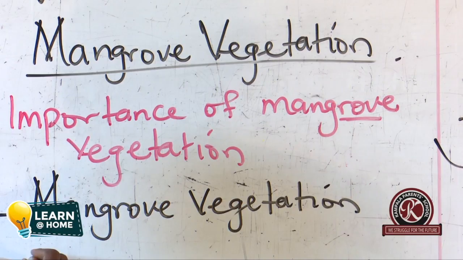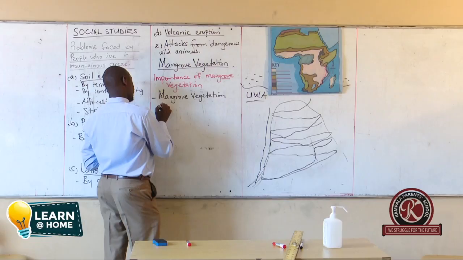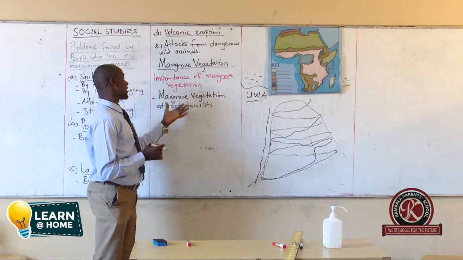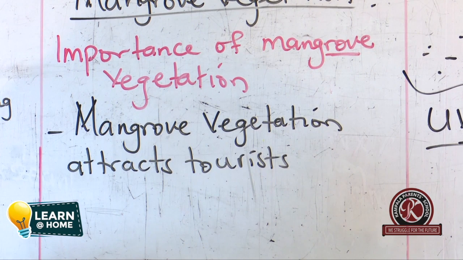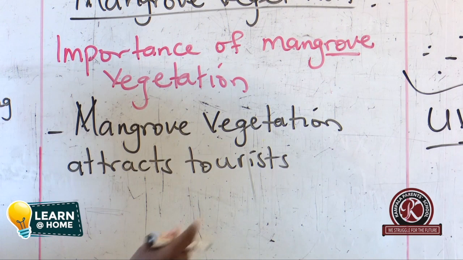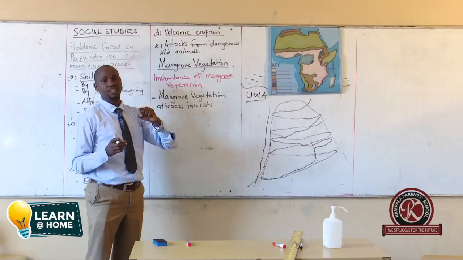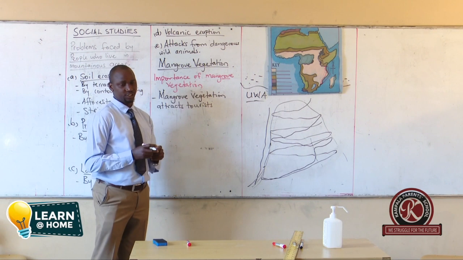Mangrove vegetation attracts tourists. When you look at some tourist attraction centers that people of Kenya have, one is mangrove, which us in Uganda don't have. Because mangrove only grows along the coast of East Africa and in salty water. So mangrove vegetation is one of the tourist attractions people of Kenya have and us in Uganda don't have. So if I ask you a question, name one tourist attraction in Kenya which is not in Uganda. We talk about mangrove vegetation.